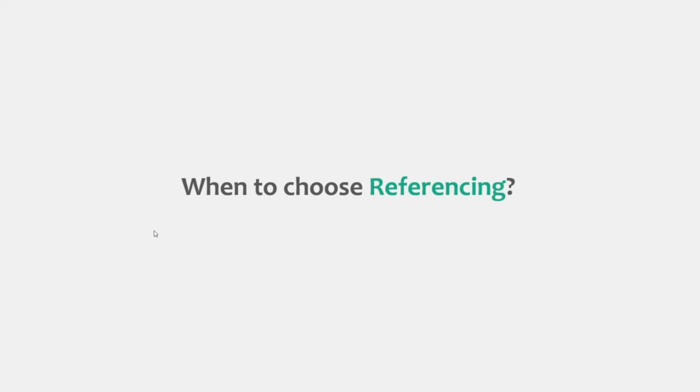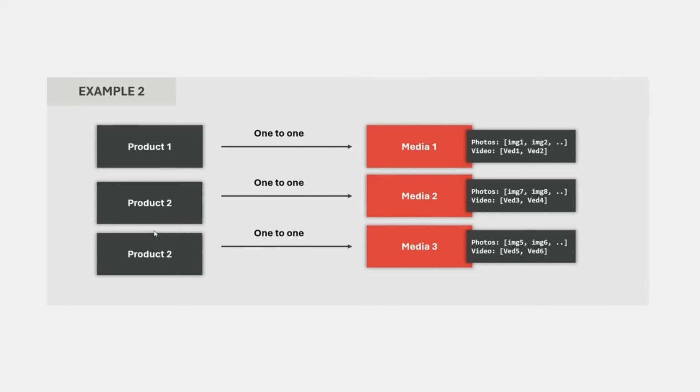So let's see an example where we should choose referencing. And for that, we are going to take the example of product and media. As we learned, each product is going to have a unique media. In the media document, we are going to store the images and videos of a product. That means each product is going to have unique images and product videos. No two products will have the same product image or same product video. So between the product and media also we have a one-to-one relationship.